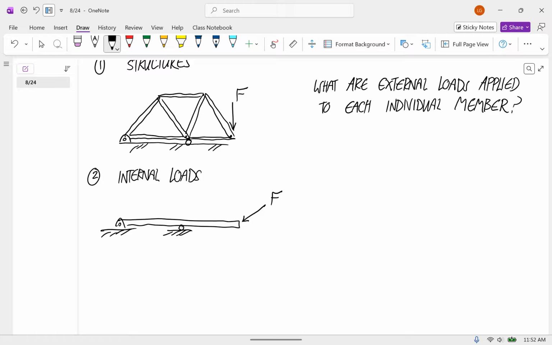So those are the two biggest topics in this class. Okay, that's all for today. We'll get into some vector stuff on Wednesday. And look on D2L later today for the assignment.